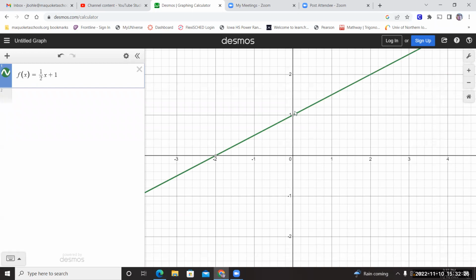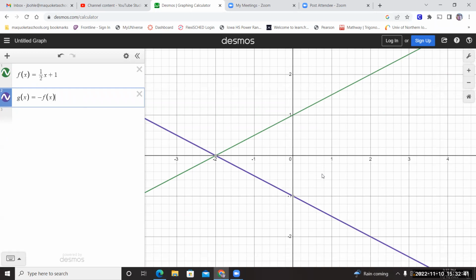So again, in slope-intercept form with a y-intercept of 1, and I'm going to go up 1, right 2. Up 1, right 2. And so now I'm going to take that g of x and make it equal to the opposite sign of f of x. So what it did is it reflected it over the x-axis.